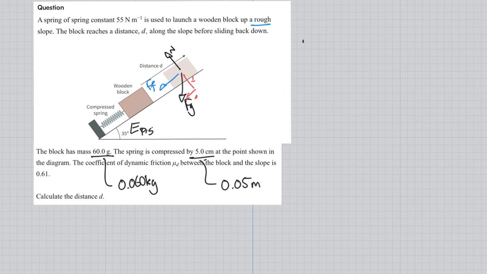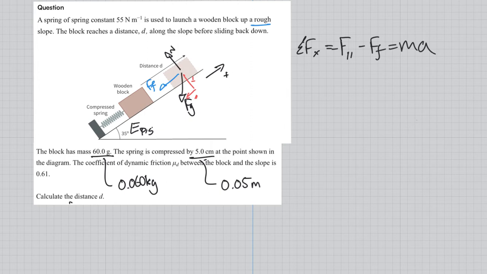So looking at the sum of the forces, we'll call that the X direction, and we'll just say for the sake of the motion that up the ramp is the positive direction. So that's going to be minus the force parallel minus the force of friction equals mass times acceleration. So we see that both of these forces are combining to reduce the energy of the wooden block.